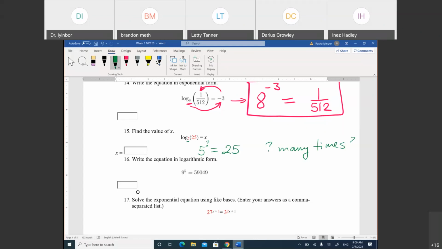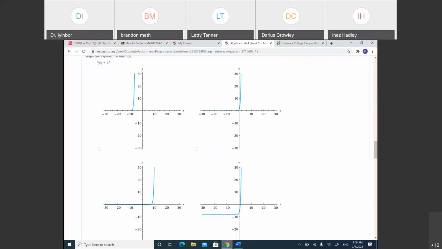How many times? 2 times, right? Because 5 times 5 is 25. Yes, that's right. Everybody understand that? So the answer is 2. Now you can do this also in the calculator. Let me show you how to do that in the calculator.